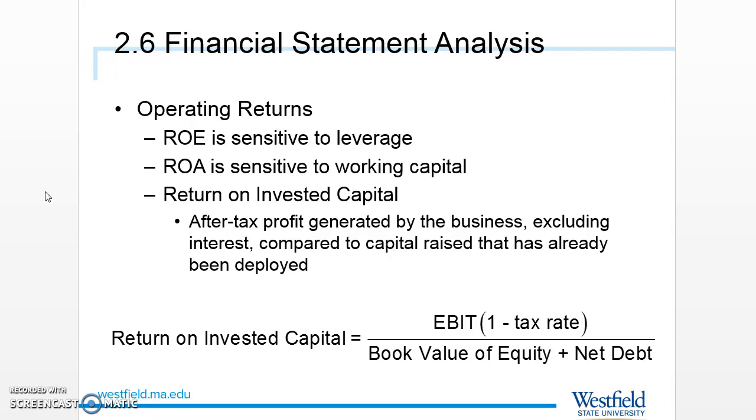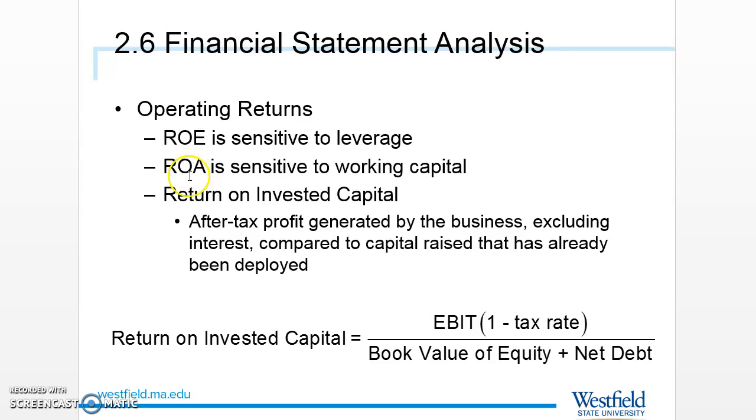So both ROE and ROA have sensitivities to things that are not necessarily things that we want. ROE's sensitivity to leverage says that it's kind of at manager's discretion. They can pick an ROE target that they want and then get the leverage level to match. Or in the case of ROA, it can be skewed by working capital, and so ROA still might not be a very good measure.